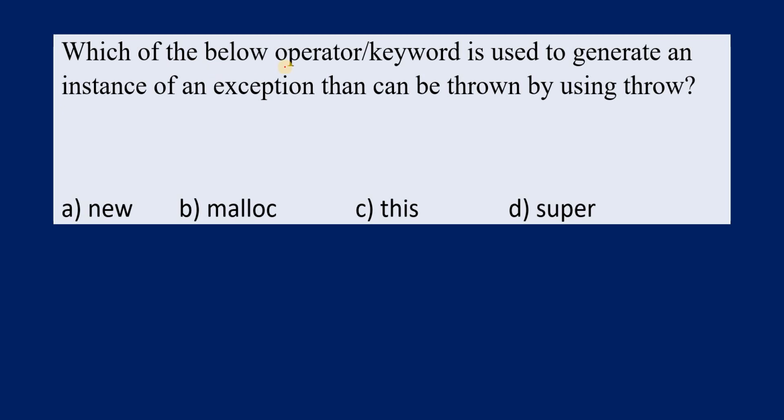Which of the below operator is used to generate an instance of an exception that can be thrown by using throw? The question meaning is, if you want to throw an exception, you have to first of all create it. How to create exception? By using the new operator, we can create the exception. So the answer is new.